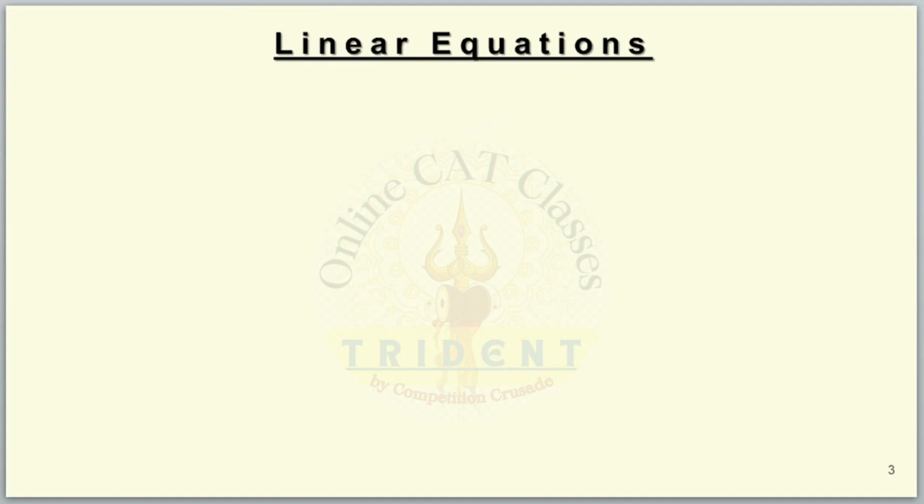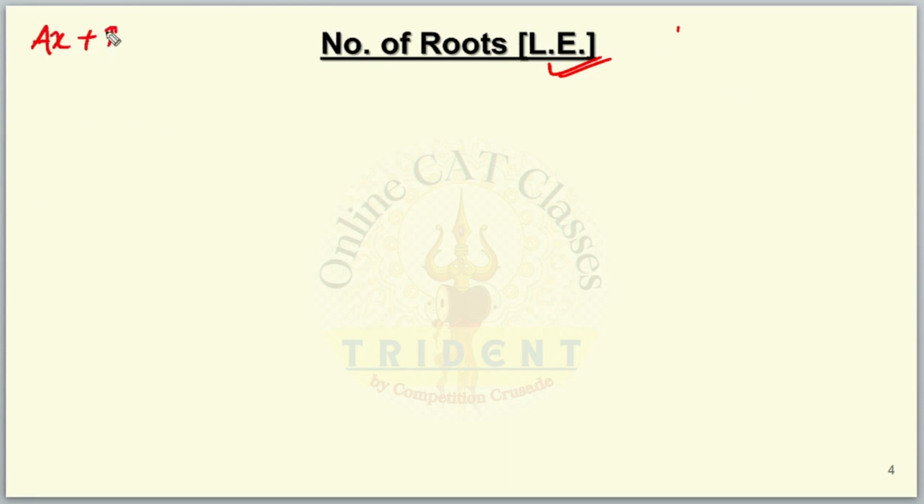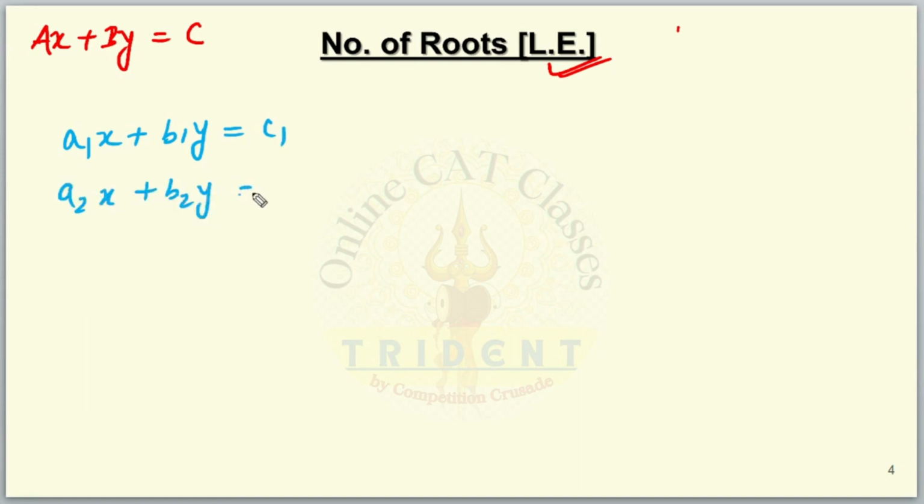Now let's move to the number of roots for linear equations. Let's say a general form. I haven't defined the general form of a linear equation, so let me define it here. This is ax plus by is equal to c. This is the general form of a linear equation. So suppose we have two equations of the type a1x plus b1y is equal to c1, and the other equation is a2x plus b2y is equal to c2.